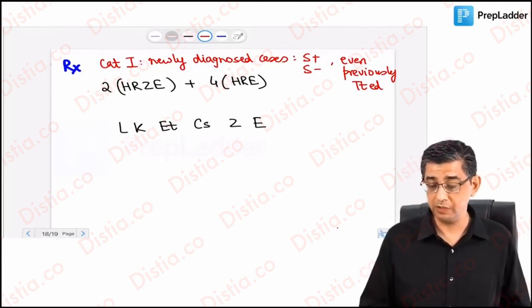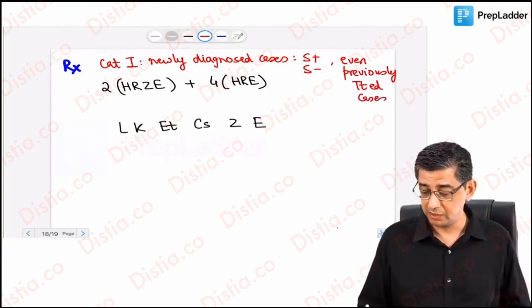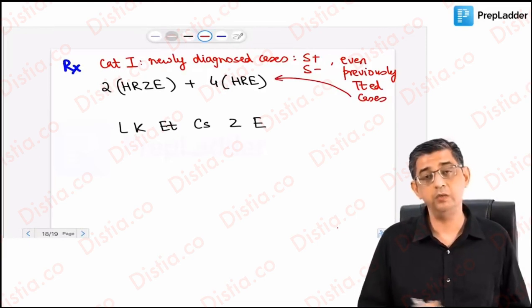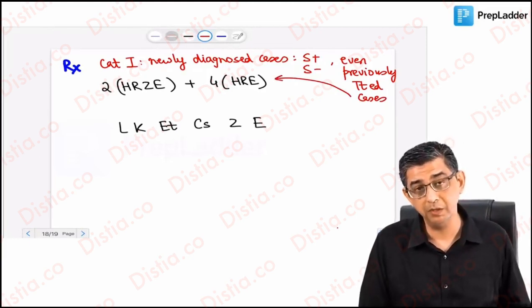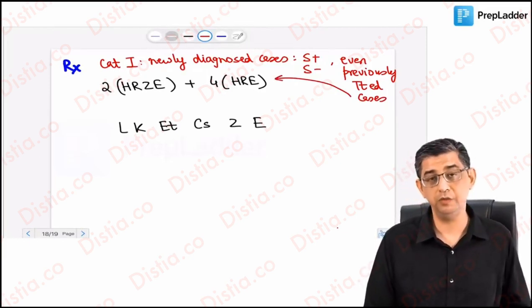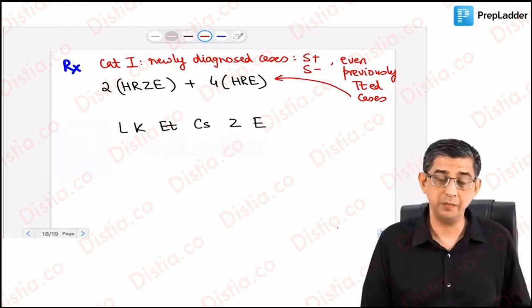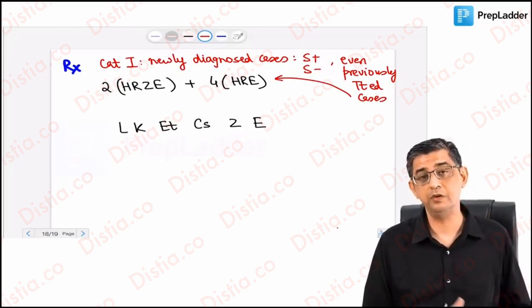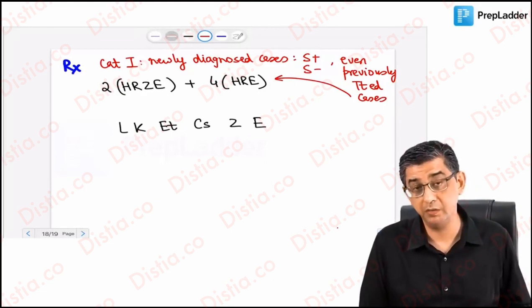So now, even in a previously treated case, instead of saying category 2, it is still category 1, and the same 6-month treatment would be given. That would be 4 drugs initially for 2 months: isoniazid, rifampicin, pyrazinamide, ethambutol, and the next three drugs for the next 4 months in the continuation phase.